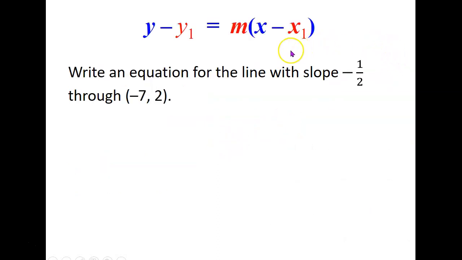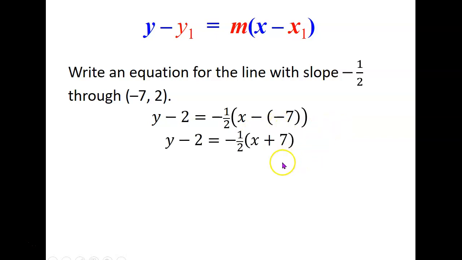Let's try another one. Write an equation for the line with slope negative 1/2 through the point negative 7, 2. So just rewrite this point-slope form, but with those three numbers in the appropriate places. y minus 2 equals negative 1/2 times, in parentheses, x minus negative 7. And of course, instead of writing minus negative 7, we could just write plus 7. So y minus 2 equals negative 1/2 times x plus 7.